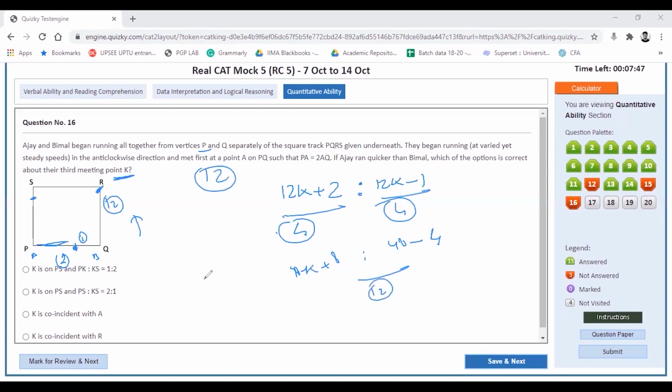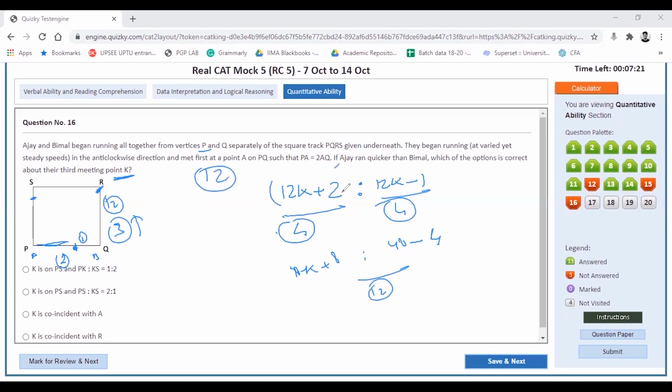All right, and we needed the third meeting point. They have covered 3 units less than Ajay.